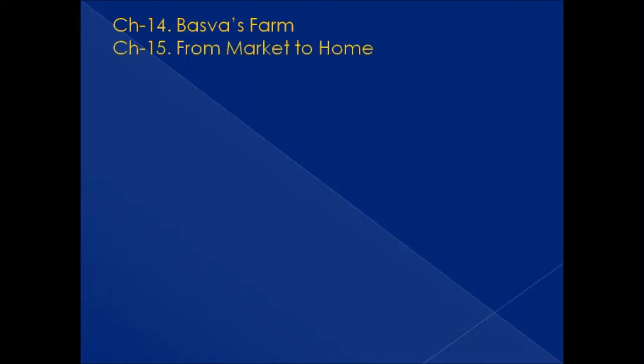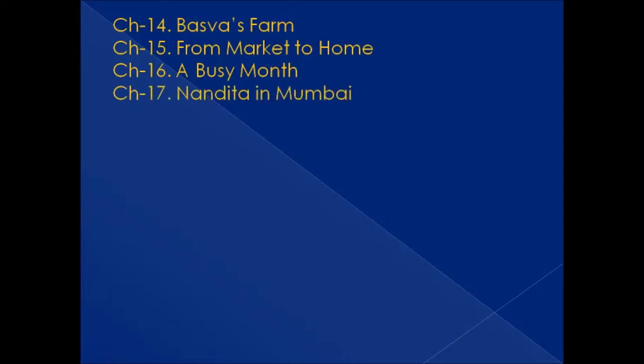Chapter 15, From Market to Home. In this, spoilage of vegetables and how to preserve them is discussed. Chapter 16, A Busy Month. In this, we observe and explore about birds, their beaks and claws and teeth of animals and their function.